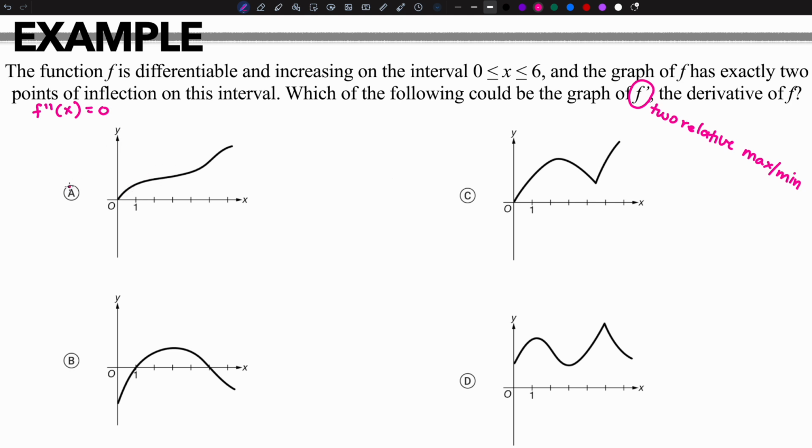This one doesn't have any. 0 max or min. This has 1 max or min. This has 2. Here it goes from increasing to decreasing, and then from decreasing to increasing. So there are 2 max or min. And this one has 3: 1, 2, 3 max or min. So therefore the answer will be C.